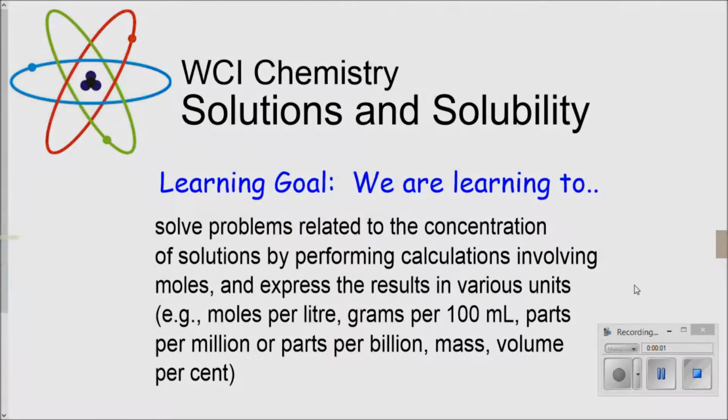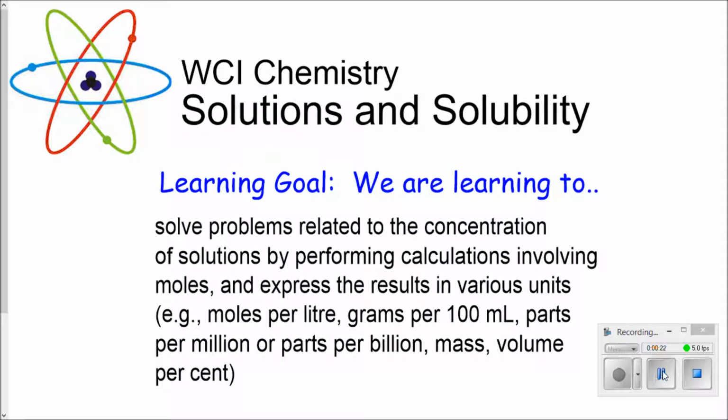Welcome grade 11 chemistry students to a brand new unit. We're learning about solutions and solubility. This is the first lesson. It's on concentration. We're talking about concentration in terms of moles per liter, grams per 100 milliliters, parts per million, parts per billion, mass, volume, percentages. We'll explain what these mean in a moment.